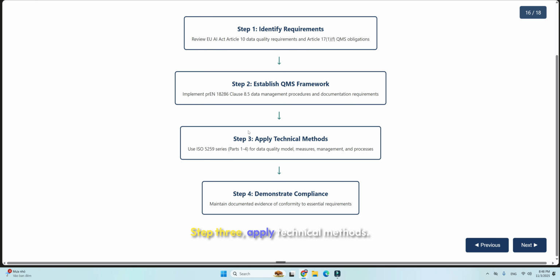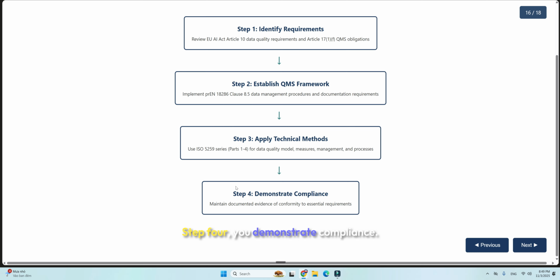Step 3, apply technical methods. Now you implement the ISO 5259 series. You use Part 1 to structure your data lifecycle, Part 2 to select relevant quality characteristics and measures, Part 3 to establish management processes, and Part 4 to implement process frameworks appropriate to your ML paradigm. This is where measurement and improvement happens.